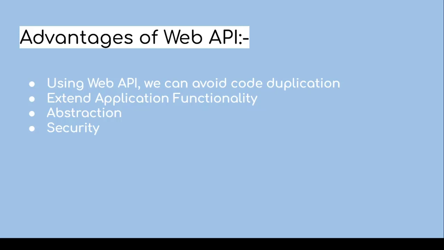The third one is abstraction. As we have written all the business logic in our web API project, we have added an extra layer of abstraction. The logic that we have written inside the web API project will not be visible to the front-end developer.